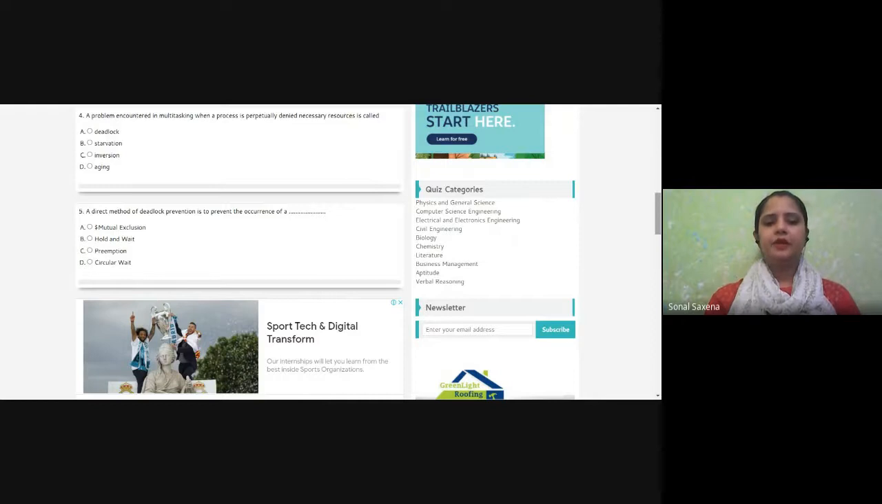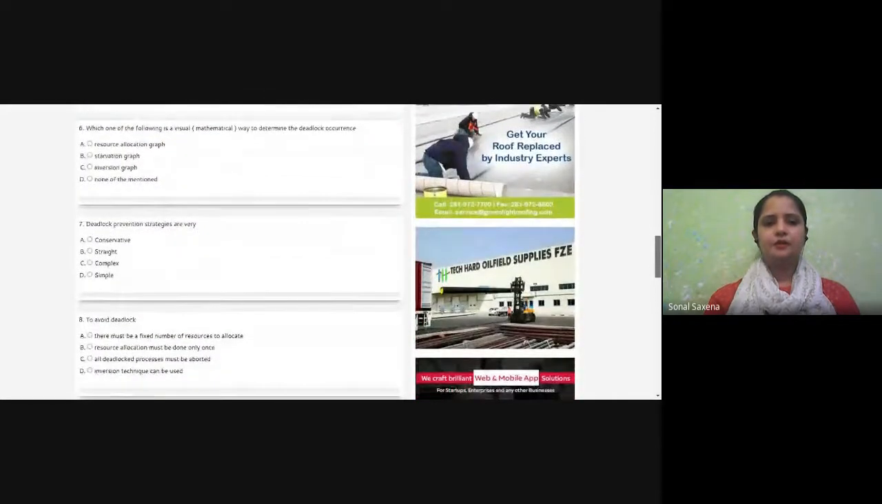Then, a direct method of deadlock prevention is to prevent the occurrence of mutual exclusion, hold and wait, preemption, or a circular wait. Then the next set of questions, 6, 7, 8. Which one of the following is a visual way to determine the deadlock occurrence? Is it the resource allocation graph, starvation graph, or inversion graph? We have seen this recently in the PPT. Then the next question: deadlock prevention strategies are very... is it conservative, strict, complex, or simple?